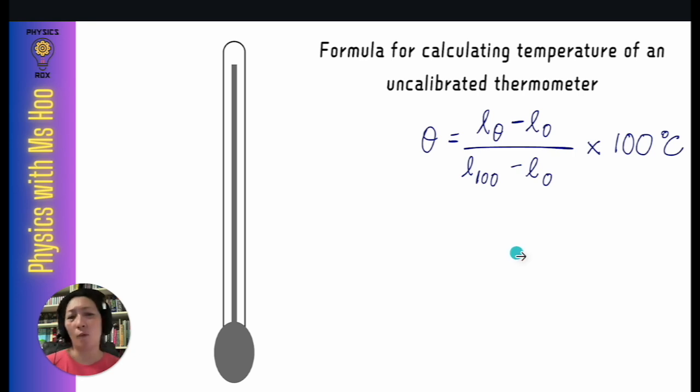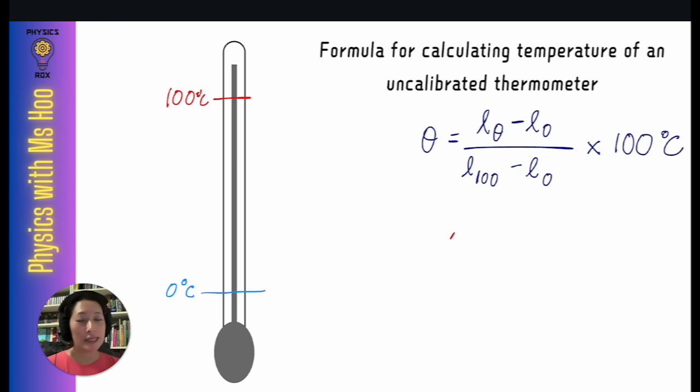So in this formula, what do all these symbols mean? What's theta? What's L theta, L0, L100? What's all that? Let's look at this uncalibrated thermometer and find out how to obtain all these values from that diagram. Okay, so now let's recall, when calibrating this uncalibrated thermometer, we must have two fixed points, the ice point and the steam point. So I'm going to make a marking here. This is 0 degrees Celsius. I'm going to write it on the left side. And 100 degrees Celsius is, of course, on the upper part.